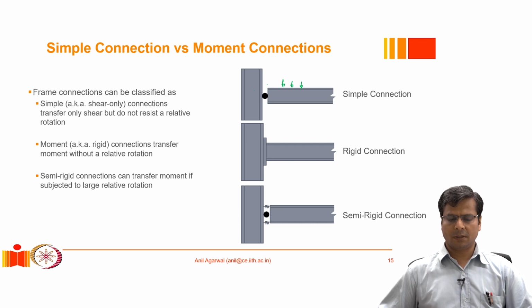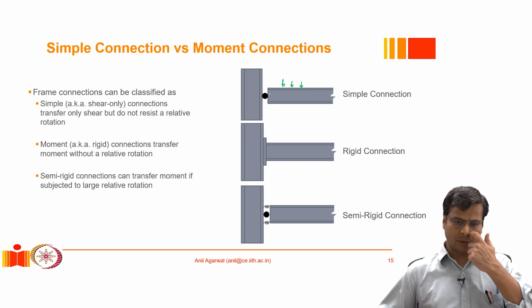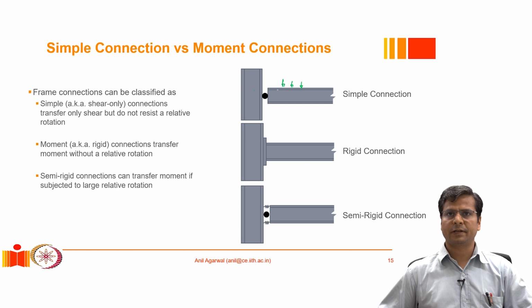If it is connecting the top and the bottom flange also effectively with the column, that would introduce a resistance against relative rotation, and then it will not be a simple connection. The exact opposite of this type of connection would be a rigid connection. In case of a rigid connection, of course the shear has to be transferred. So any vertical loads that are applied to this beam have to be transferred to the column through this interface, which is the interface between the beam and the column.